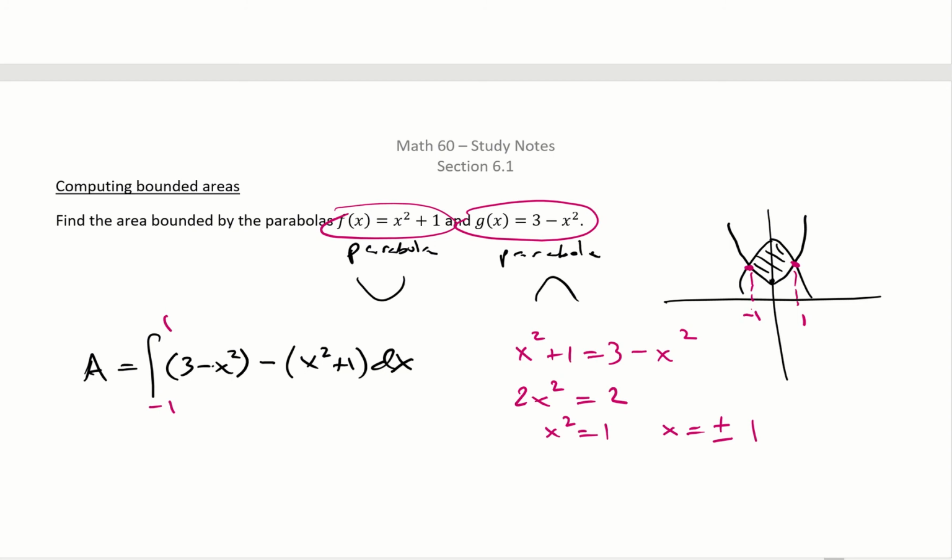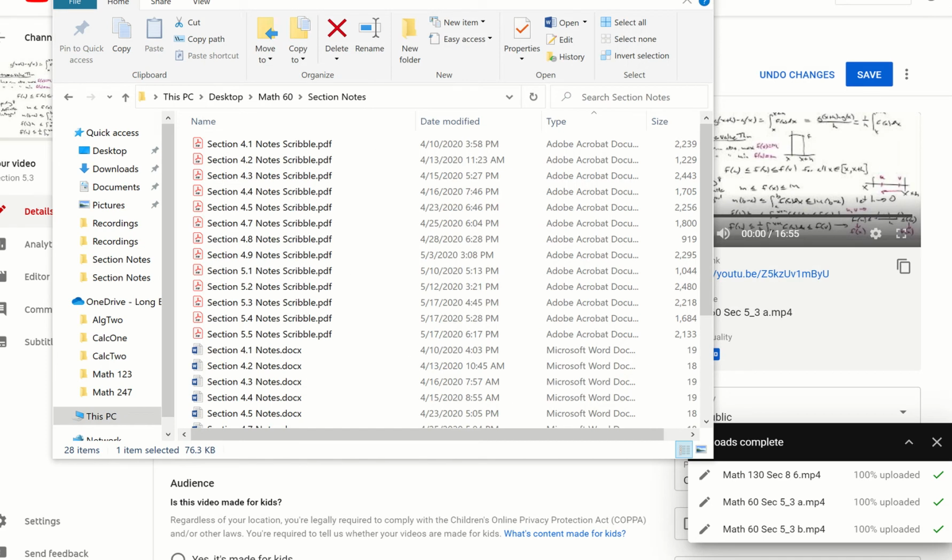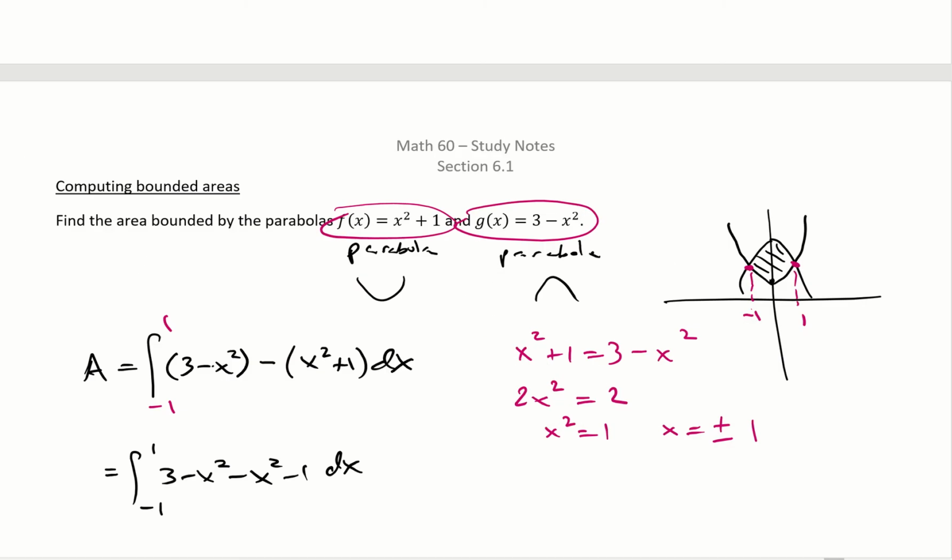So we've got, therefore, the area is the integral from minus 1 to 1. Let's see what we've got. We've got 3 minus x squared minus the quantity x squared plus 1. So then we go, equals the integral from minus 1 to 1. It looks like we've got 2 minus 2x squared. It's time to integrate: 2x minus 2/3 x cubed from minus 1 to 1.